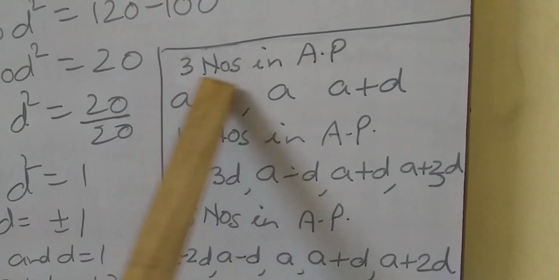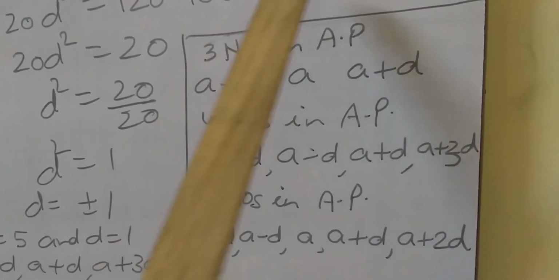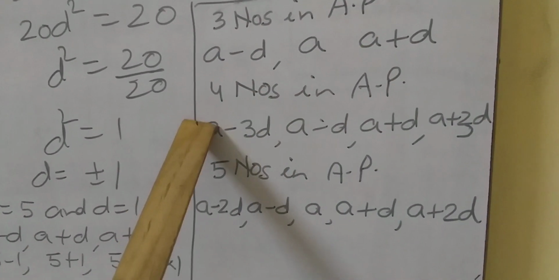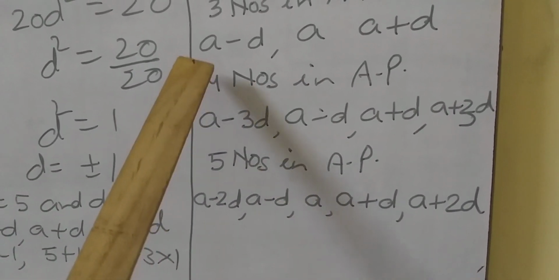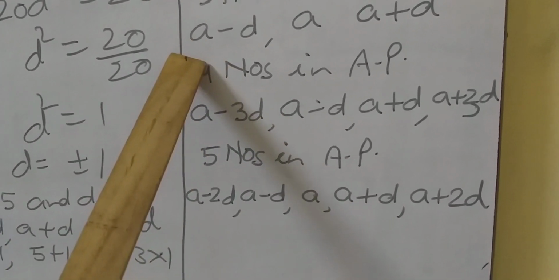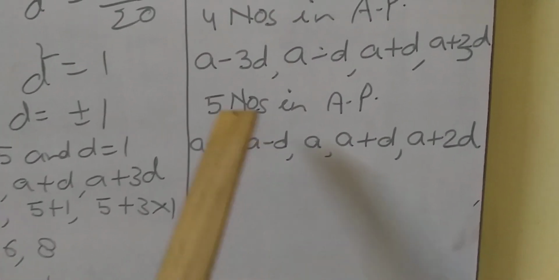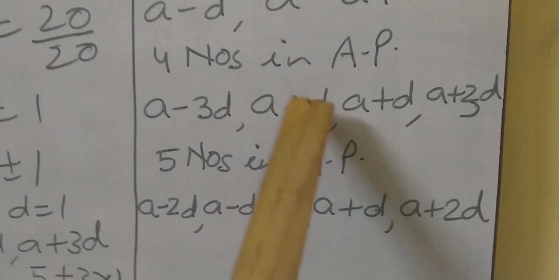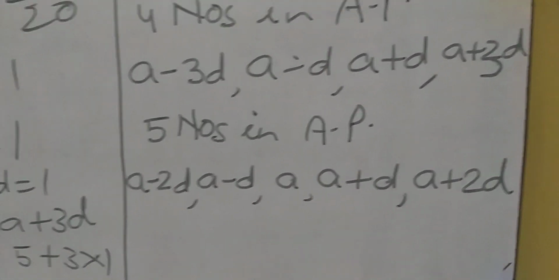Okay, students, you have to remember this method. When three numbers are in AP, you start from A and write one left term and one right term by subtracting D and adding D. When four numbers are in AP, 4 is an even number, student. So first you subtract 1 from 4, getting 3. So the first term you write is A minus 3D. Then add 2D, and you get A minus D. Then add 2D, A plus D. Then add 2D, A plus 3D.